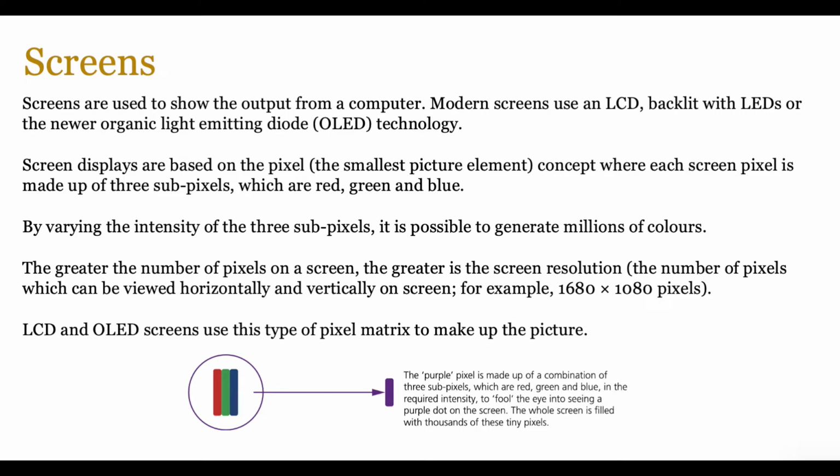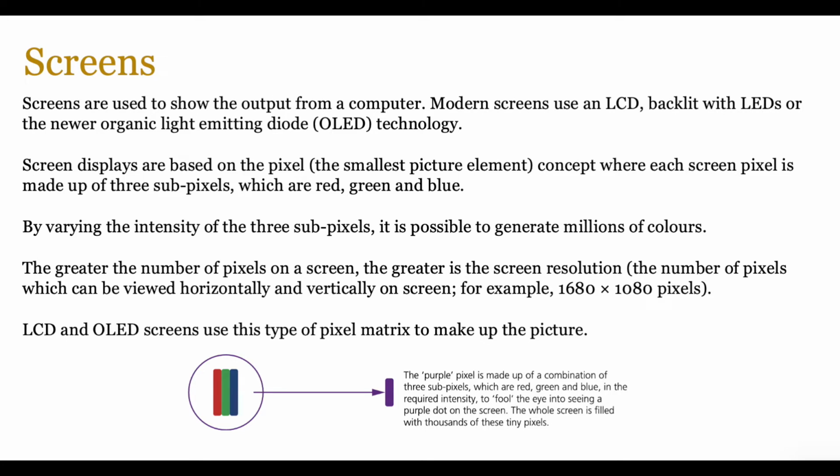Next up, we're going to be looking at screens, and you use screens all over the place, from your smartwatch to your television to your mobile phone, and screens are normally used to show the output from a computer. Modern screens use an LCD, often backlit with LEDs or newer organic light emitting diodes, and these screen displays are based on the pixel, which is the smallest picture element concept, where each screen pixel is made out of 3 other subpixels, which are red, green and blue. By varying the intensity of the 3 subpixels, it's possible to generate millions of colors.